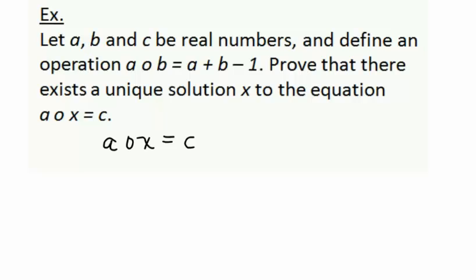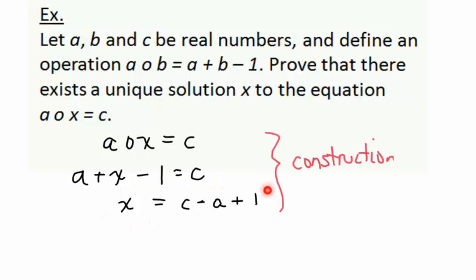So let's look at this equation A circle X is equal to C. And what we want to do is replace the left-hand side with A plus X minus 1. So this is the definition of A circle X, A plus X minus 1, and this is going to be equal to C. And now we're going to solve for X. So I'm going to move the A and the negative 1 over to the right-hand side, and we're going to have X is equal to C minus A plus 1. So here's our candidate for the unique solution to the equation A circle X is equal to C.